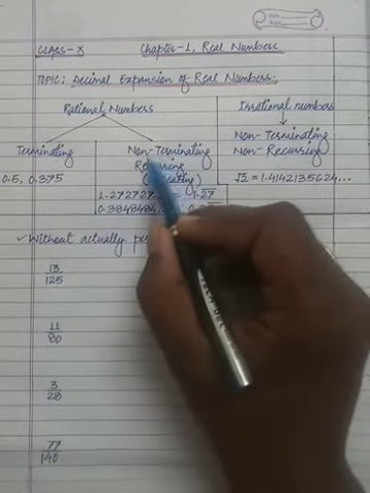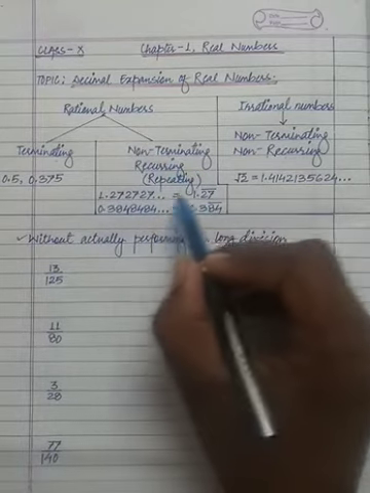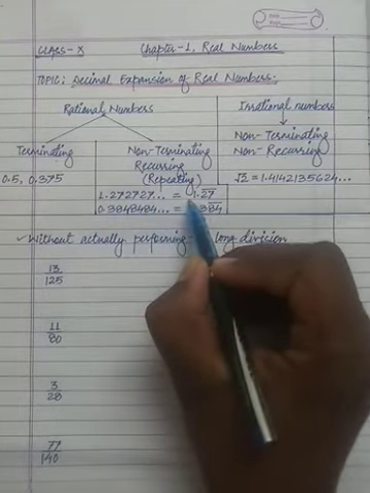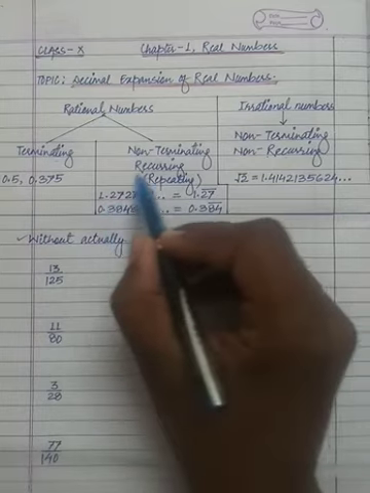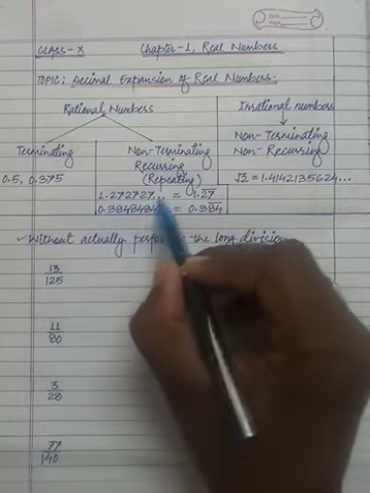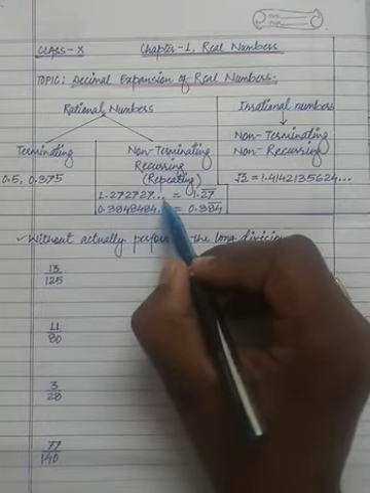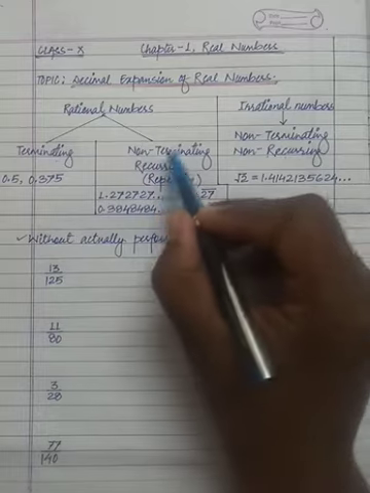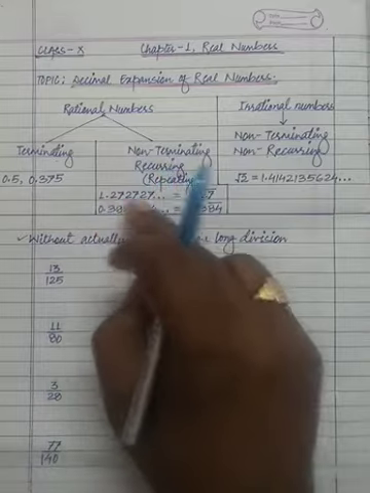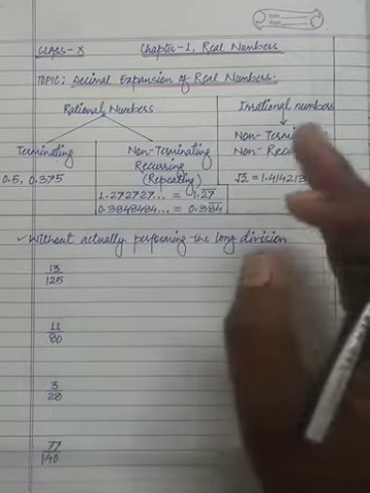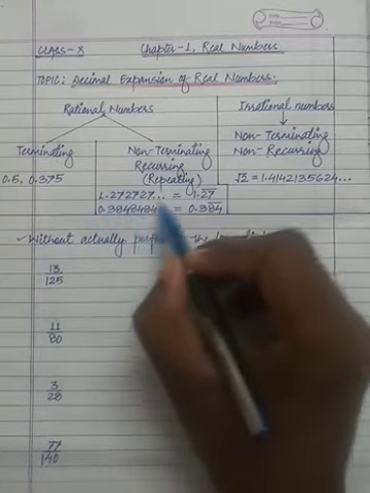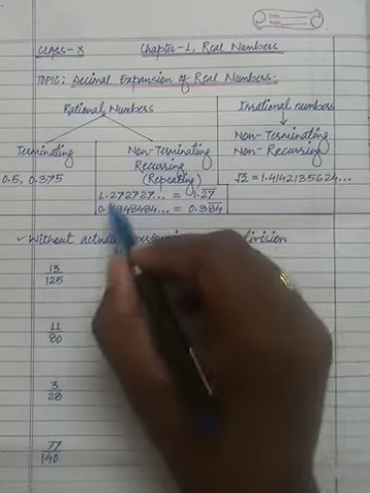Now in the next example, non-terminating recurring, I have written two examples here, 1.272727 and so on. You can observe in this number that after the decimal point there are some digits, but these dots symbolize non-terminating, means that the digits will continue to go on in this way. The digits will not stop here, means there are uncountable digits in this case.